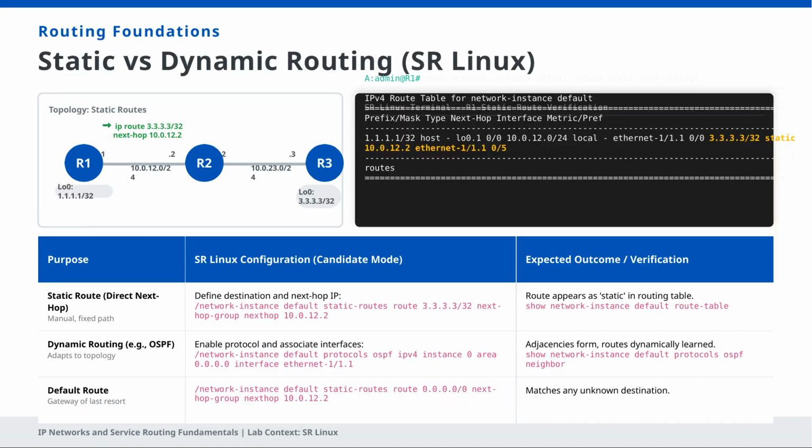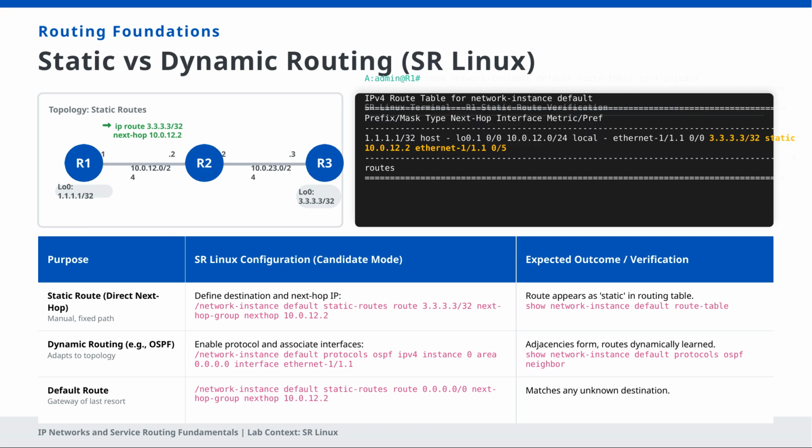A static route is configured manually by an administrator. It specifies a destination prefix and a next hop or outgoing interface. Static routes are simple, predictable, and useful in stable or small environments. They are also commonly used for default routes, temporary workarounds, or carefully controlled connectivity.